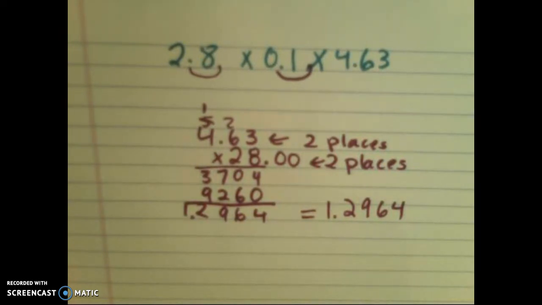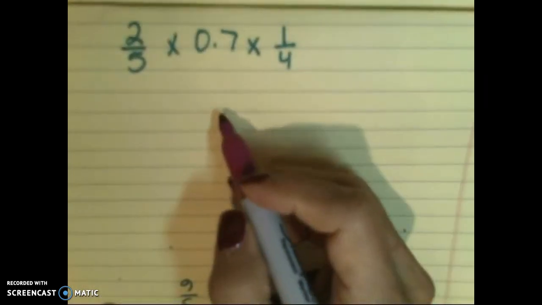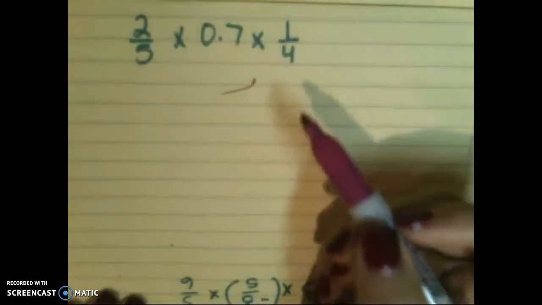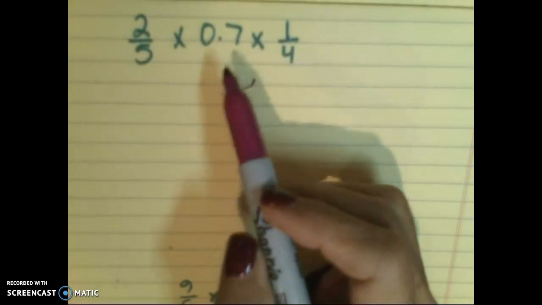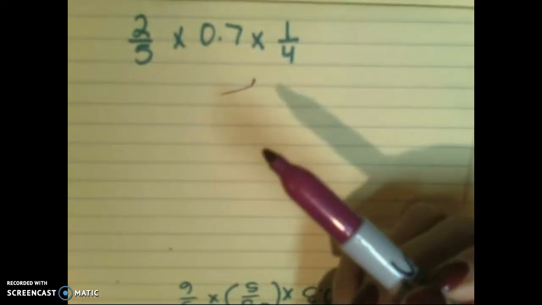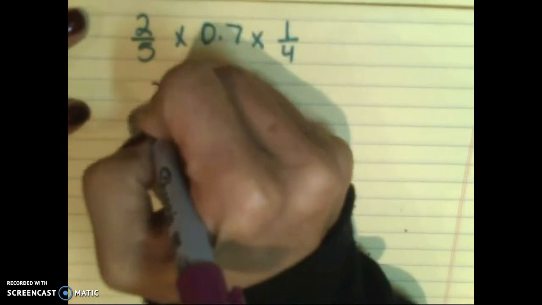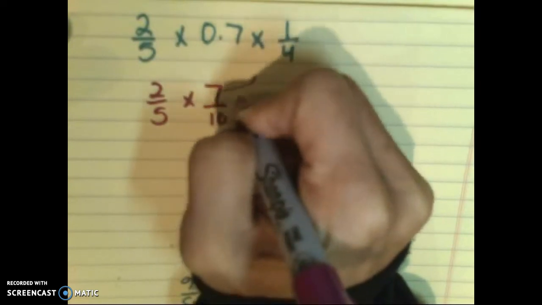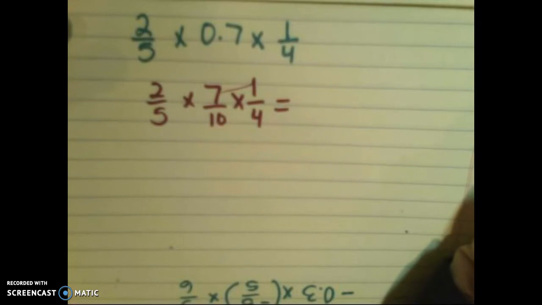So here's another example. In this problem, I have fractions and decimals. So it is a lot easier to multiply fractions than it is to multiply decimals. So in this kind of problem, I'm going to change my 0.7 to 7/10 because we just multiply across. So I'm going to rewrite my problem as 2/5 times 7/10 times 1/4. Then I just multiply across.